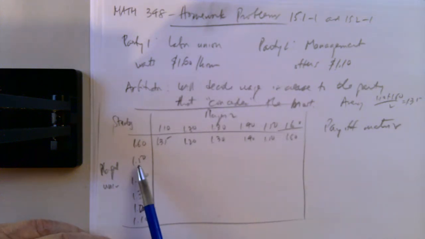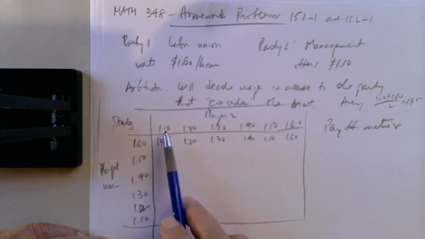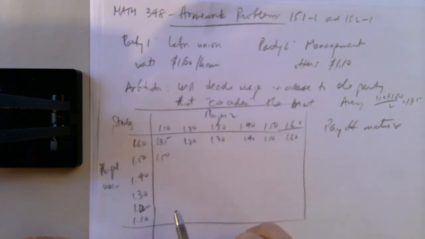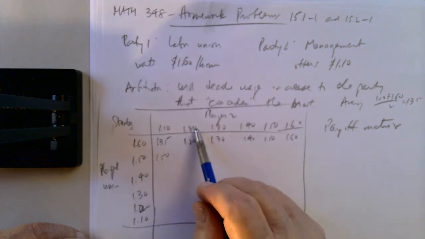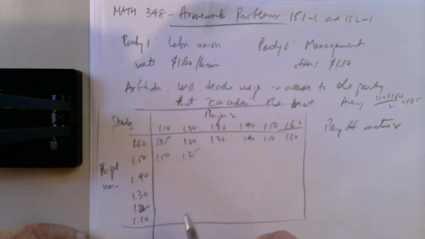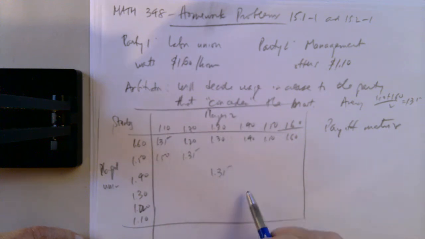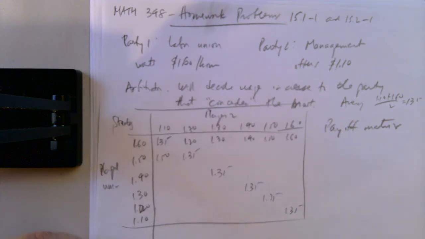In the next case, if the union says, okay, we'll take $1.50, and management doesn't change, it sticks with $1.10, the union has conceded the most, so it gets what it asked for, $1.50. $1.50 versus $1.10, they've each given up 10 cents, that's the tie, that's $1.35. In fact, in every case along the diagonal, here the union concedes 20 cents, management offers 20 cents more, it's always going to be this $1.35.